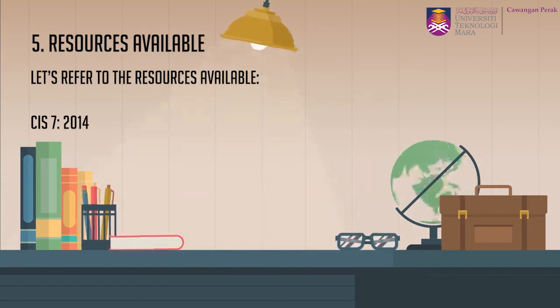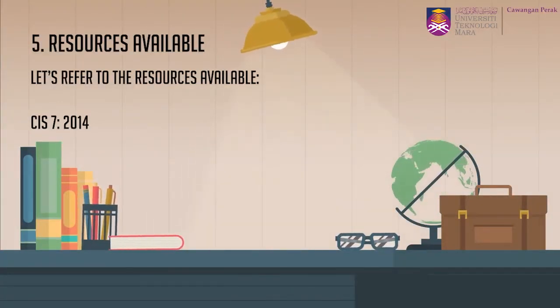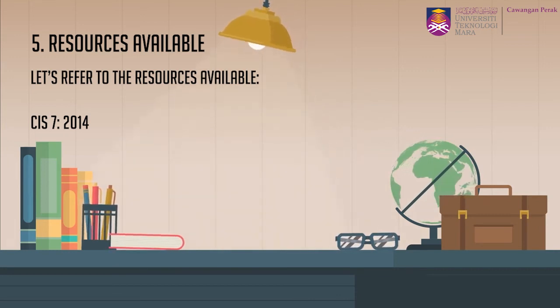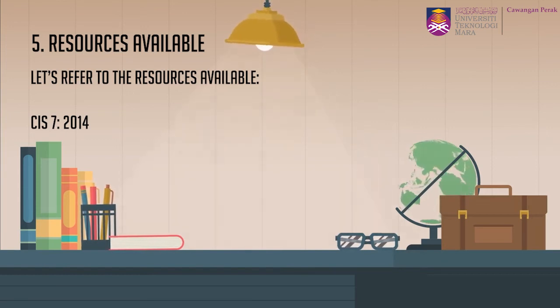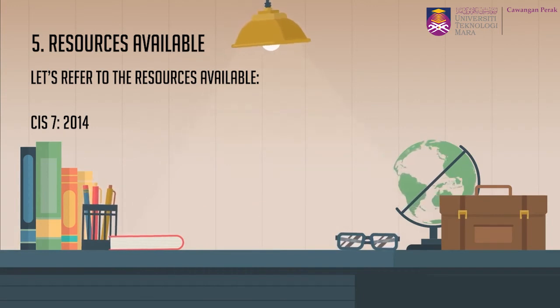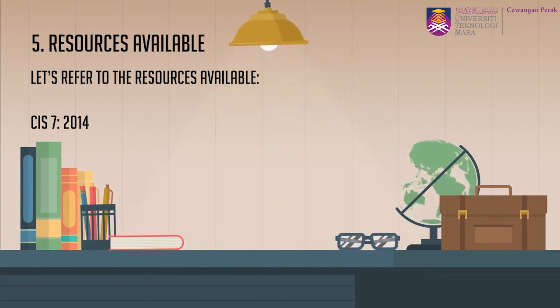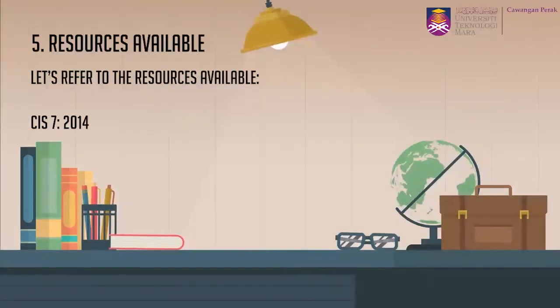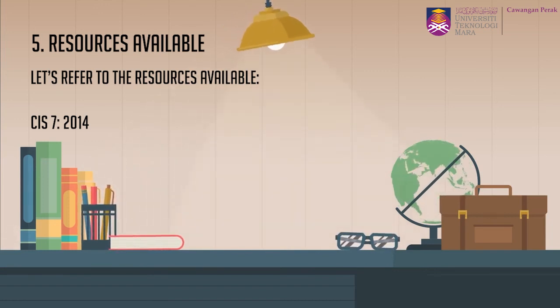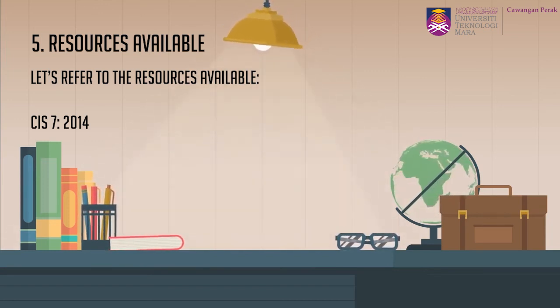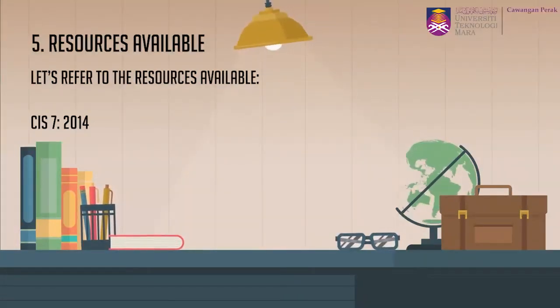So we have come to the last part of the video, the resources that you will need in order to understand more about Qlassic. The suggested reference that you need to refer to is CIS 7 2014, or you can see this video at the given link, which you can access by clicking in your lecture notes from iLearn. With that, I thank you and I hope you learned something today.